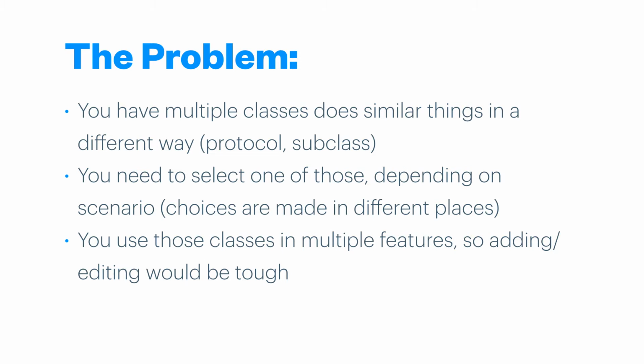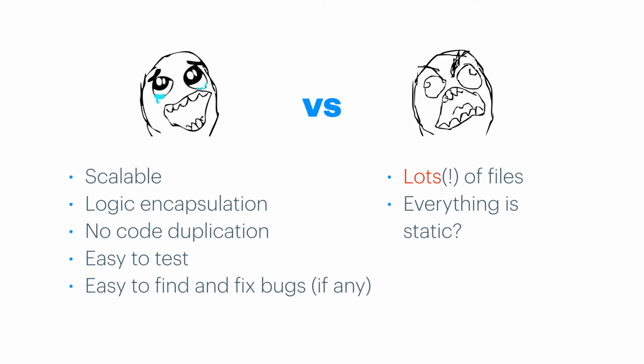So the benefits of applying the factory are kind of the same as from strategy. Actually, it's almost the same slide. It's scalable. It has logic encapsulation in only one place. No code duplication, easy to test, easy to find and fix bugs. And again, the possible downside is that there are a lot of files. And it's not the downside, but this is something that you have to get used to.